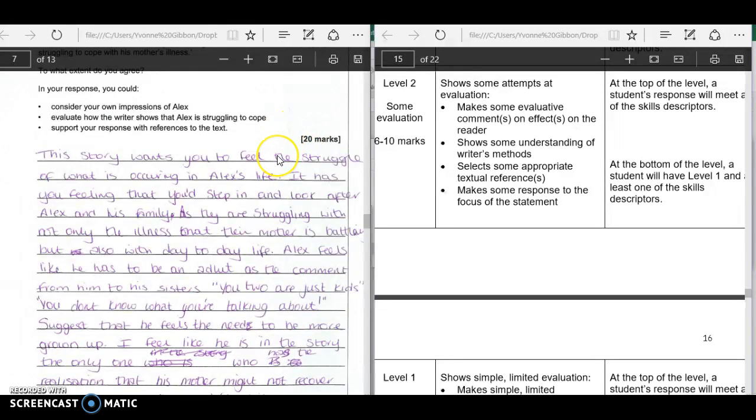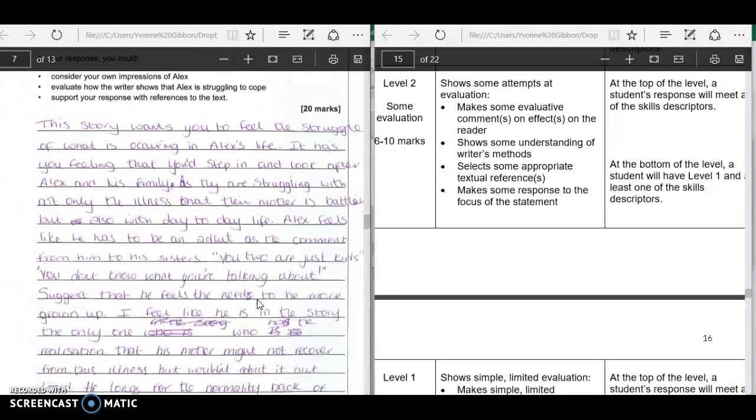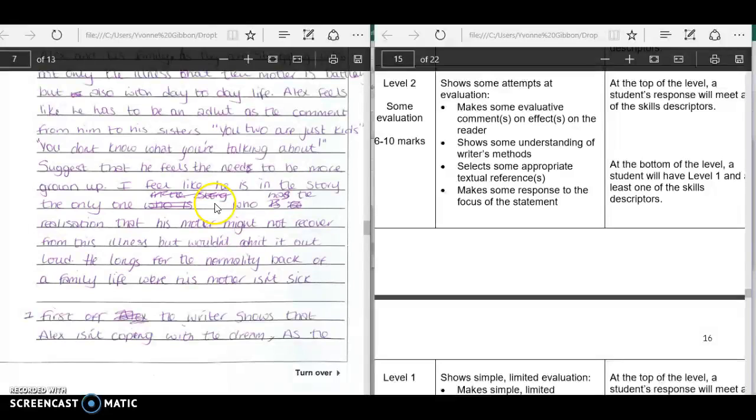So unfortunately, a lot of what you've written isn't relevant because you've addressed it from the beginning of the source where it's about the dream. So this bit here isn't really relevant until you get to where you said Alex feels like he has to be an adult, and you've given the quote. You give an explanation.